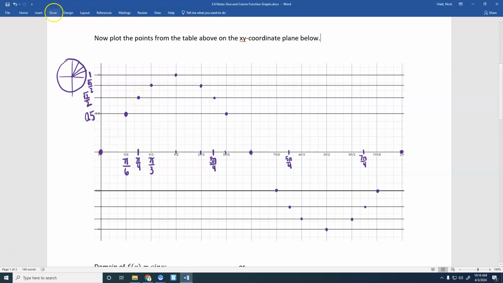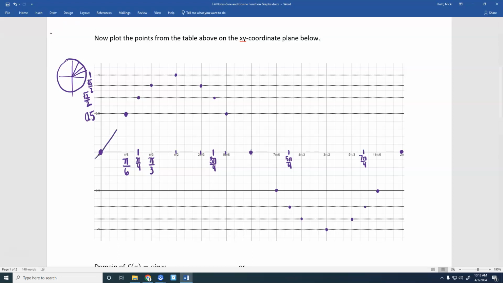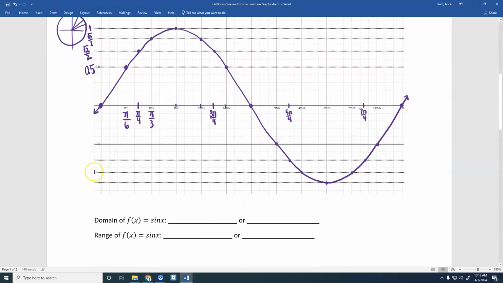So let's draw in our line here, our graph. Make sure it's a curvy graph. It's not like a zigzag. So do the best you can in drawing that in. The points will certainly help you for that. And I'm going to put some arrows on the end showing that that is going to go on and on and on forever.